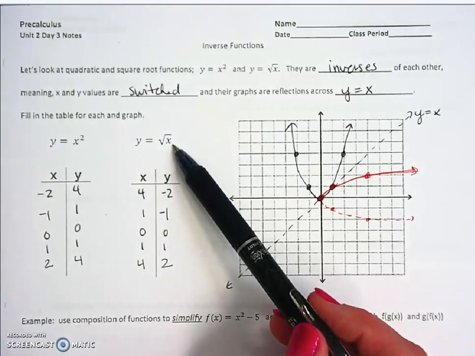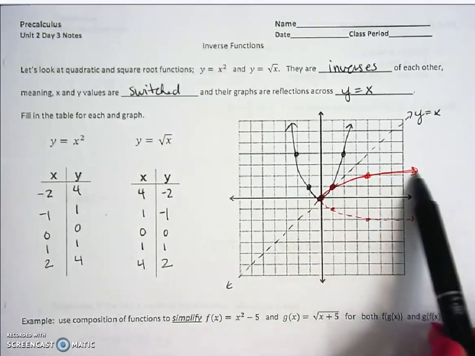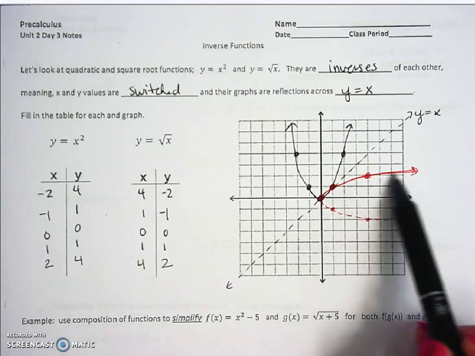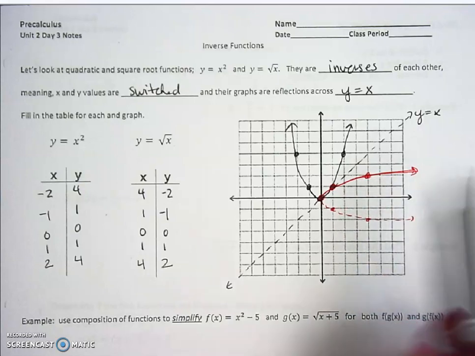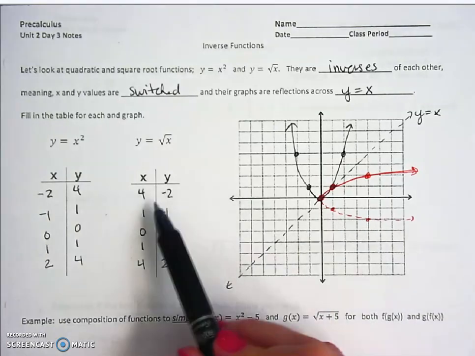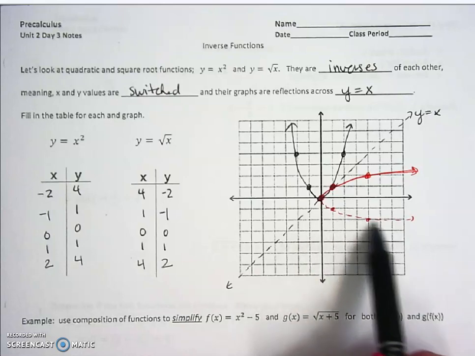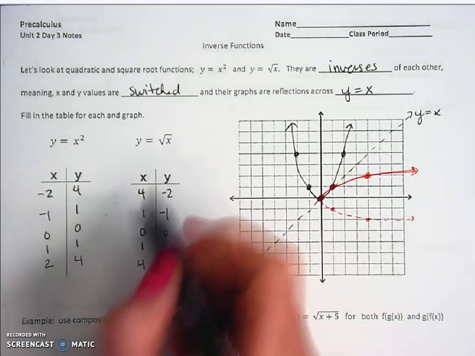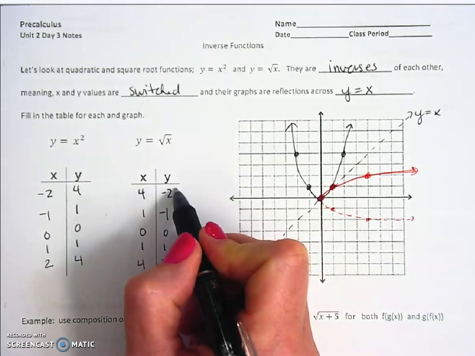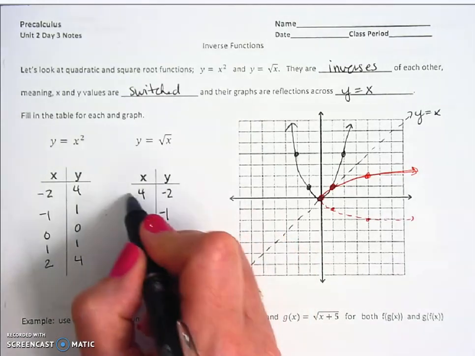root of x. Now we've talked before about how this solid red line right here is actually the graph for the square root of x. But I have gone ahead and filled in these dots here, the 4, -2, 1, -1. You see how that's a dashed line? This is actually undefined for the graph because you can never actually have negative y values for a square root of x, not in the real number system.